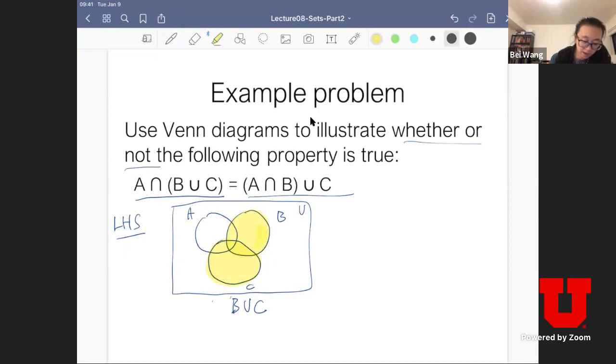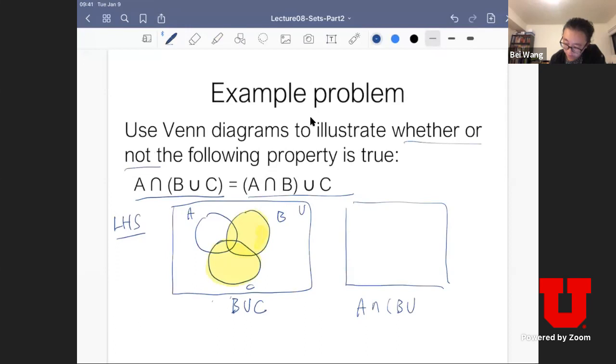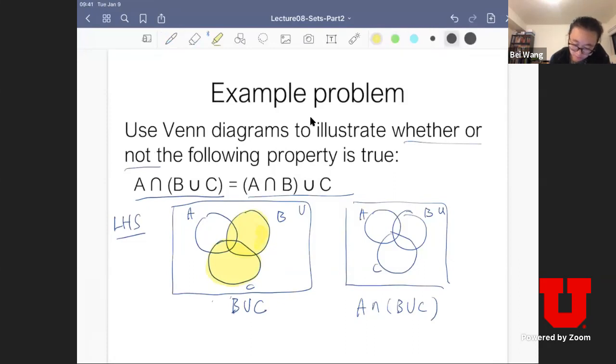Right? Now, on top of it, I want to take B union C and intersect A with it. So now I want to construct A intersect B union C. Then you have A, B, C, U. Okay, so now when you take the intersection, the set shrinks. So what you get is this tiny piece right here. That is A intersect B union C.